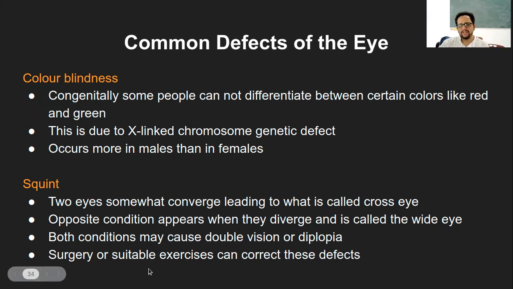Usually, again, laser surgery or suitable exercises of the eye can correct these defects if they are minor. If they are major, then surgical procedures are a must in these cases.